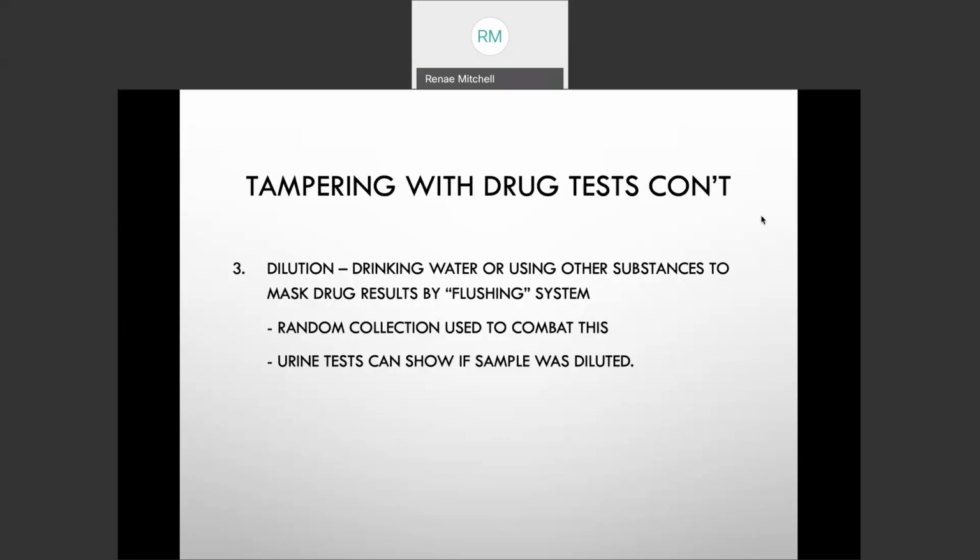And again, sometimes urine tests can show if a sample was diluted, so it won't come back negative, it'll just come back inconclusive. And so then the tester can just ask for a retest. Or they'll use random collection. So again, just surprise, I need you to drop a drug sample. And that's a way to get around people trying to dilute their samples for drug tests.